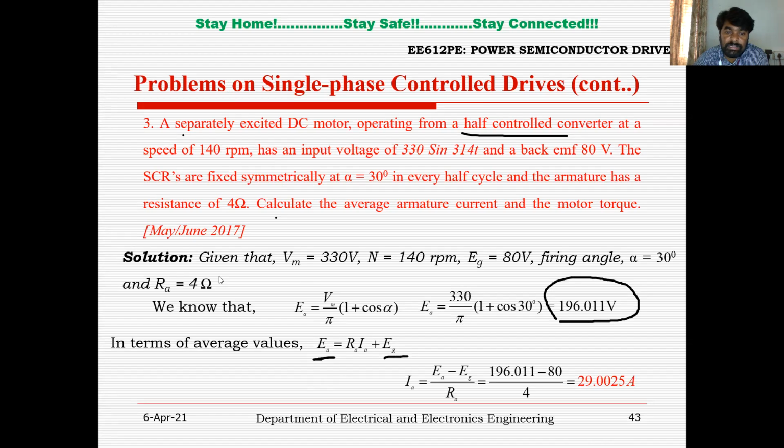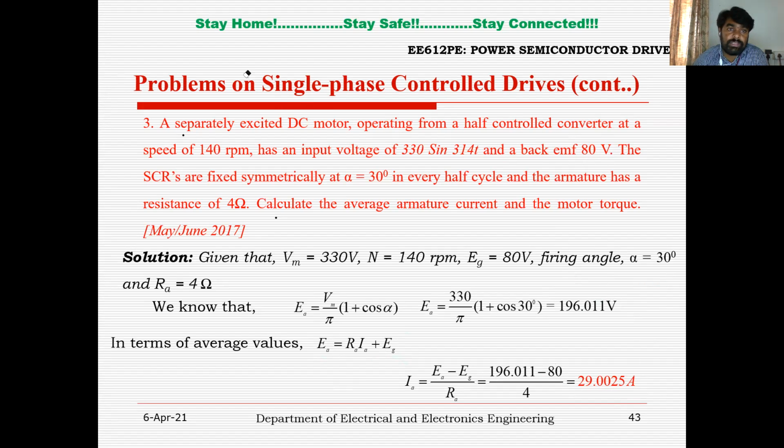So from this, I can write IA equal to EA minus EG divided by RA, because all of these are known. EA we calculated is 196.011. EG he has mentioned in the question, it is 80 volts, divided by 4, which is the armature resistance. That will give the armature current of 29.0025 amps. Now, next we need to calculate the torque.